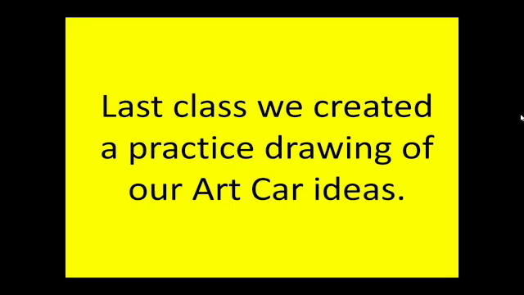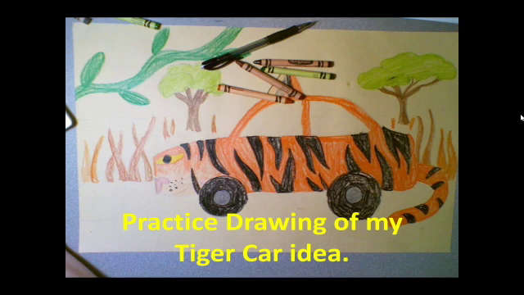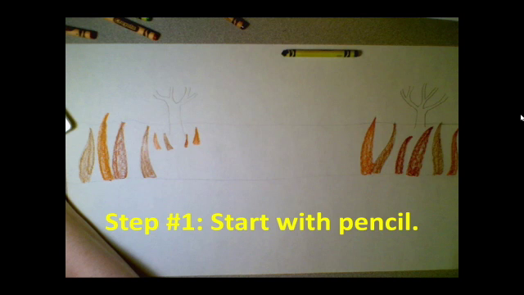So last class, we created a practice drawing of our art car ideas. Today, we're going to start on our good copies. If you changed your mind and you want to do something different, that's fine. It does not have to be the same as what you did last class. So this is my practice drawing of my tiger car idea. Today, start the good copy. Step 1, always start with pencil. Whatever you can draw with pencil, you should do that first.